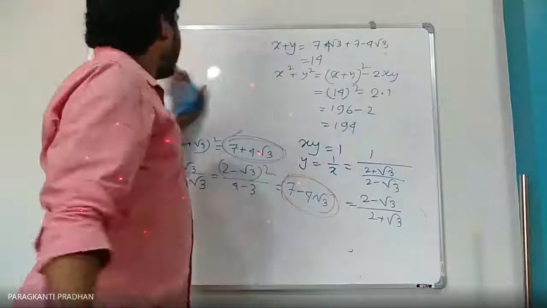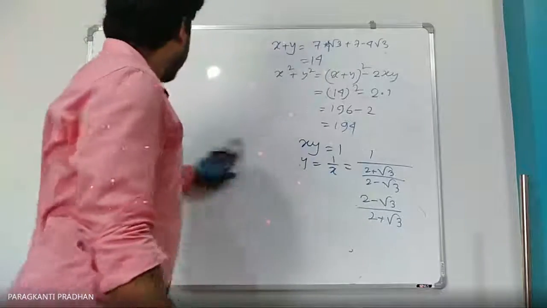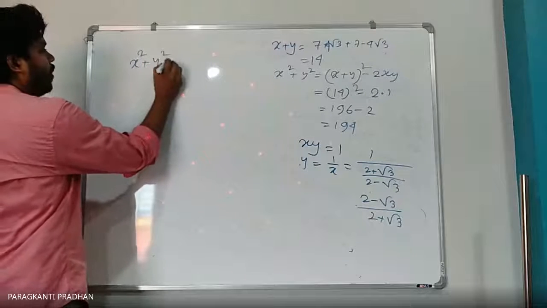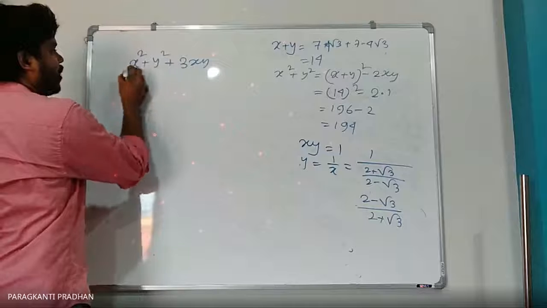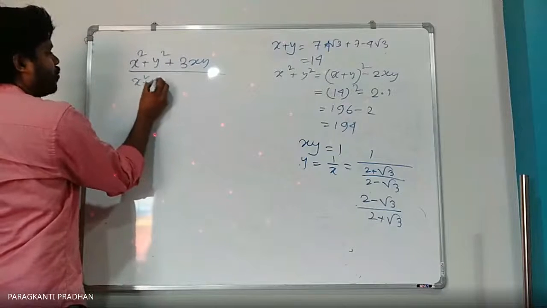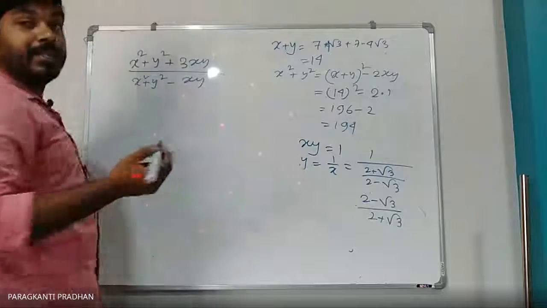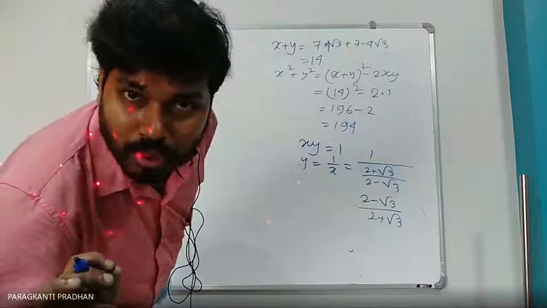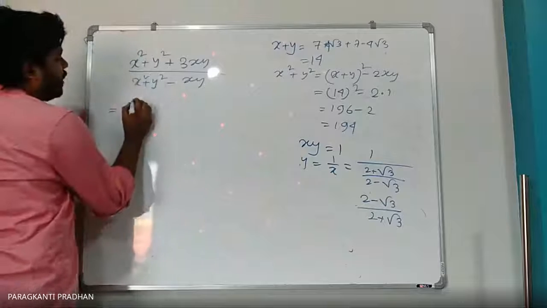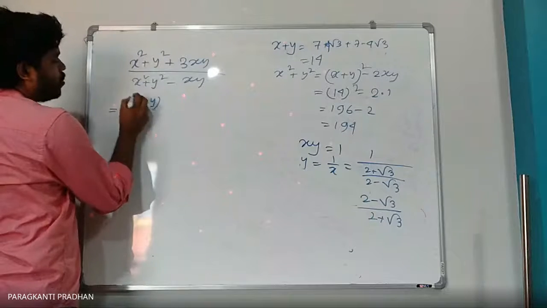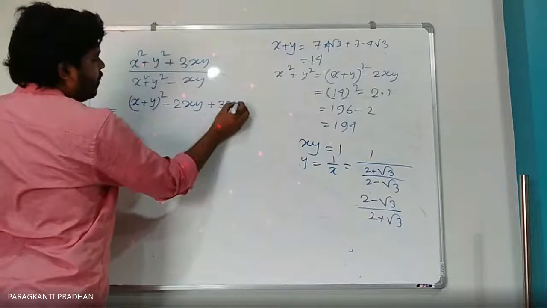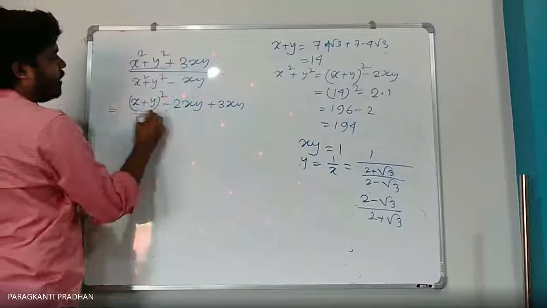Okay, there are different types of problems also. If you have to find the value of x square plus y square minus 3xy, or x square plus y square plus 3xy by x square plus y square minus xy, how to represent this? Look, ভালো করে দেখো, হ্যাঁ সবাই দেখছো তো? Yes, sir. Okay, listen. So x square plus y square should be written as x plus y whole square minus 2xy, and the plus 3xy value is given, right? Only x square plus y square can be written as this.